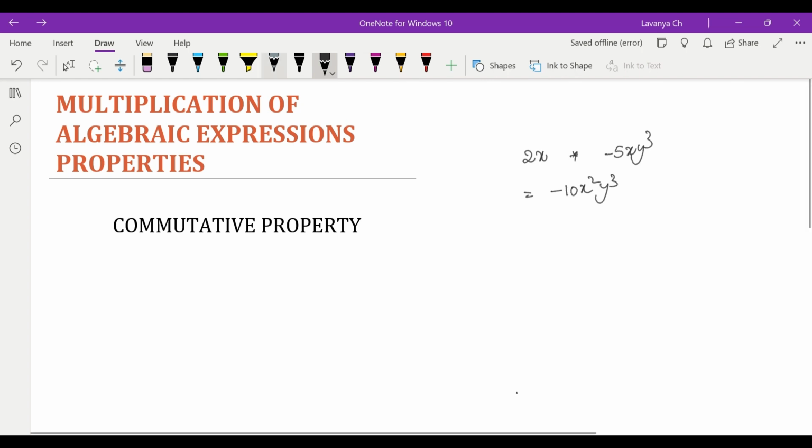Now swap the positions of both the polynomials. Means first we will take minus 5xy cube into 2x. Here minus 5 into 2 is again minus 10. x into x is x square and y cube. If we look at the results, in the first case and second case both are the same, which means the swapping of the polynomials didn't affect the result. That is why multiplication of algebraic expressions is commutative.